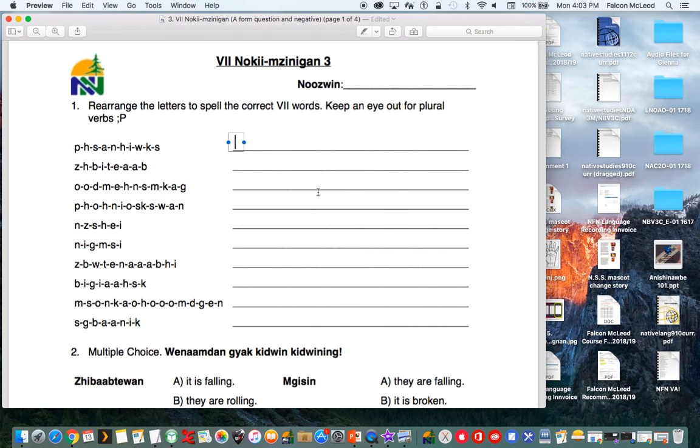All right, I'll do two examples here. So we'll do this first one. This one is pshishkwan. And this one looks an awful lot like pshishkwan, but it has an extra O, like an O and N. So that tells me this is the plural version.